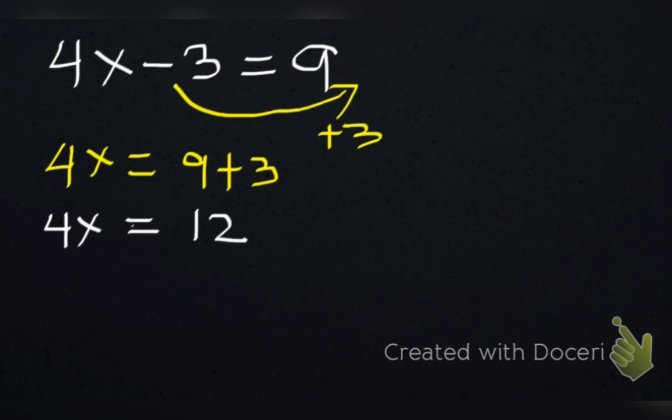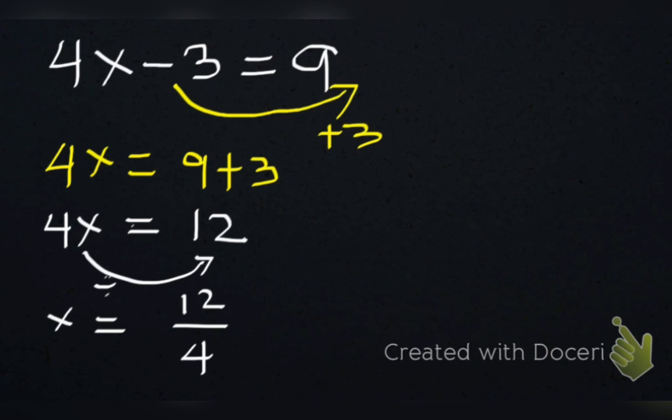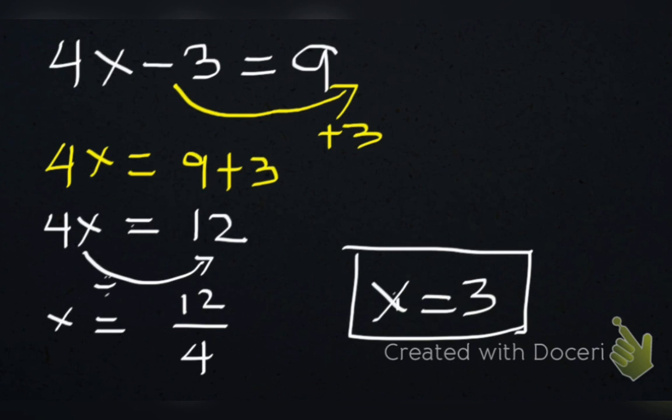What we need to do now, we want to get x by itself. So the inverse of multiplication, which is we multiplied 4 times x, the inverse to that is division. So x equals 12 divided by 4. And we divide 12 divided by 4 equals 3. So x equals 3. And this is our answer.